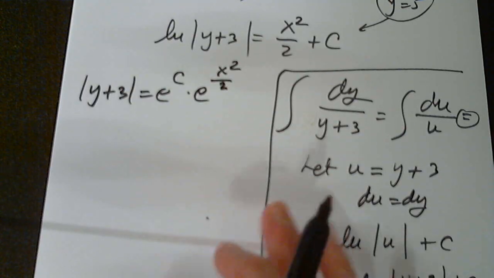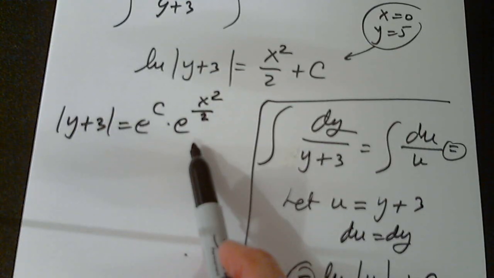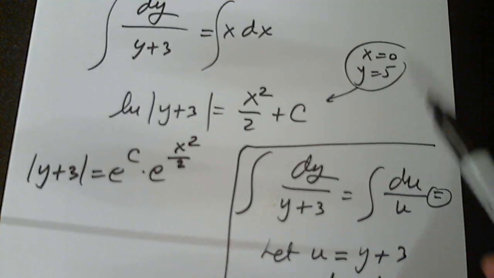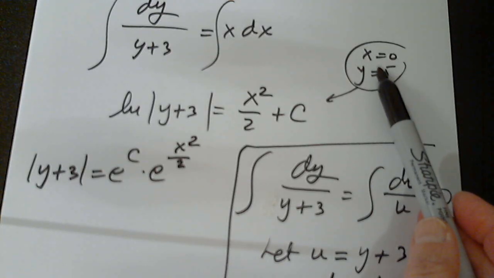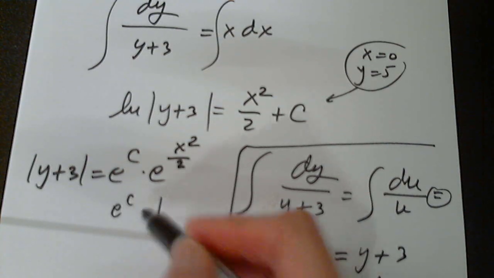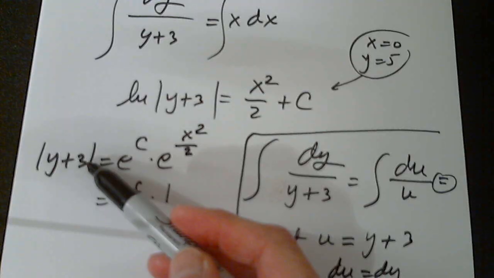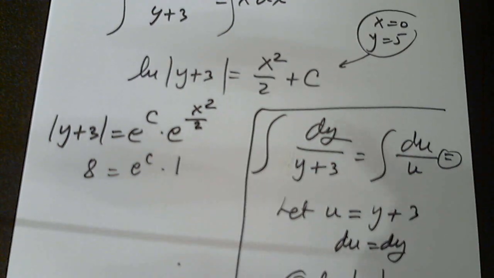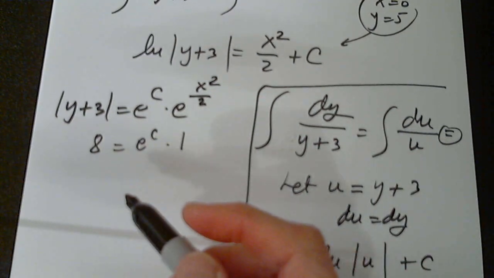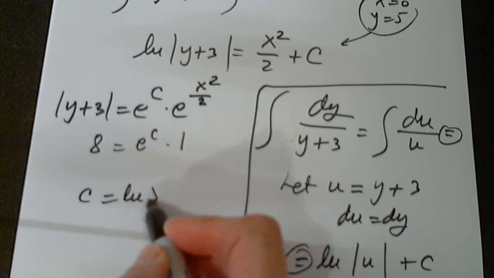Okay, now I need to find the constant. I can find the constant in this step, or I can find the constant in this step. It doesn't matter. So when x is 0, this piece is 1. This piece is e to c. And y is 5. But 5 plus 3 is 8. The absolute value of 8 is 8. So apply natural log to both sides. So then the constant is natural log 8.